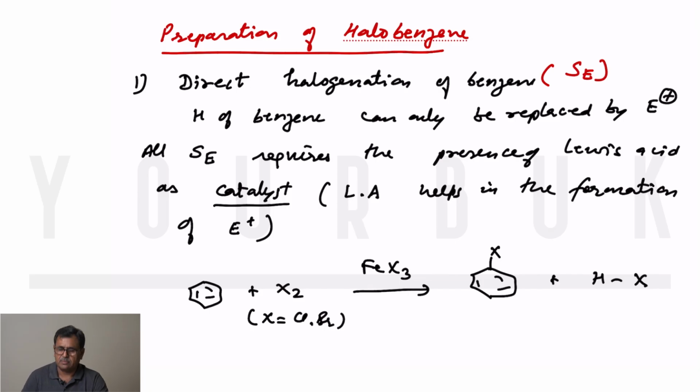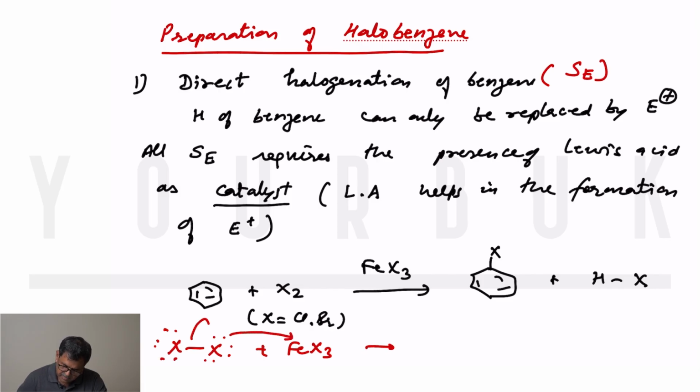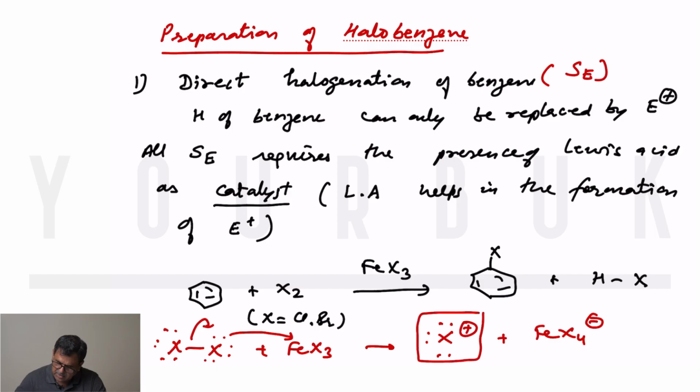Now this FeX3 helps in the formation of the electrophile X positive, like this. This is X-X and this is FeX3, which is a Lewis acid, an electron pair acceptor. So it accepts an electron pair from this X to give X with a positive charge, and this X has only 6 electrons, so this is my electrophile, and FeX4 negative. Once this electrophile is formed, it attacks the benzene ring to give the halobenzene.